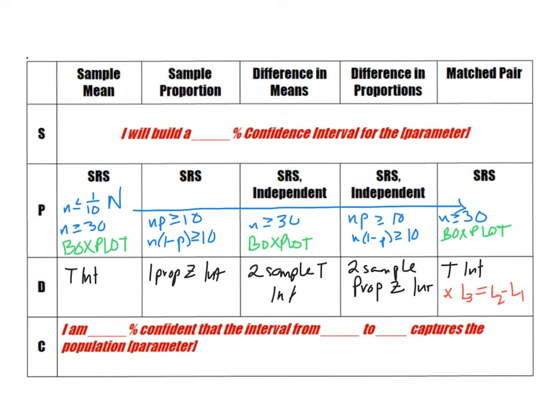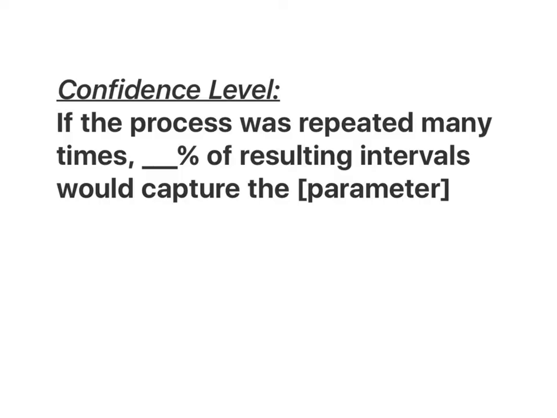But let's also talk about confidence level. So please remember that a confidence interval is we actually calculated an interval, and we're saying between here and here we're confident we've captured the parameter. A confidence level has to do more with the methodology, and it says if you did this process over and over again, then whatever percent you set it at, 95 or 99 or whatever, of the resulting intervals would capture that parameter.